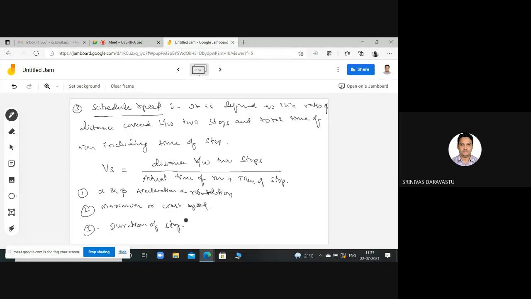Now in case of long distance run, the effect of variation in crest speed on scheduled speed is considerable. And third one is duration of stops. The scheduled speed for a given average speed will increase by reducing the duration of stops. The variation in duration of stop will affect the schedule speed more in case of short distance runs in comparison to the long distances. The factors affecting the schedule speed are acceleration and retardation, second maximum speed or crest speed, and third duration of stops.